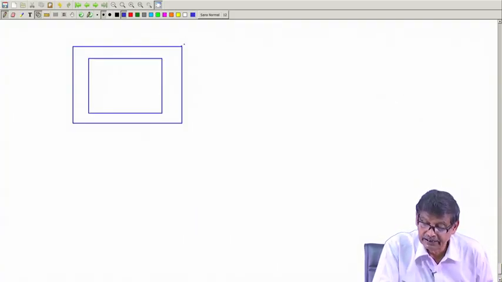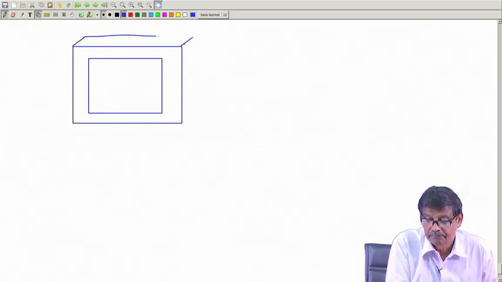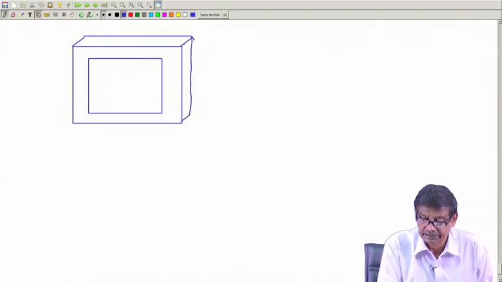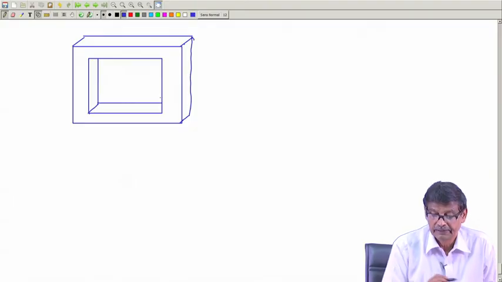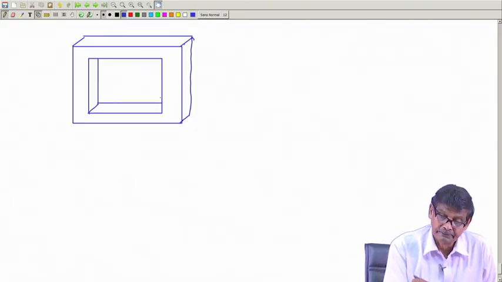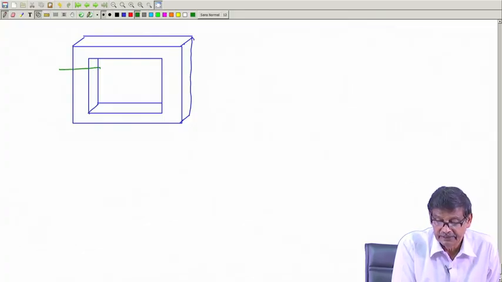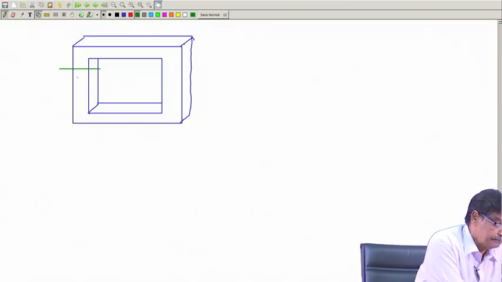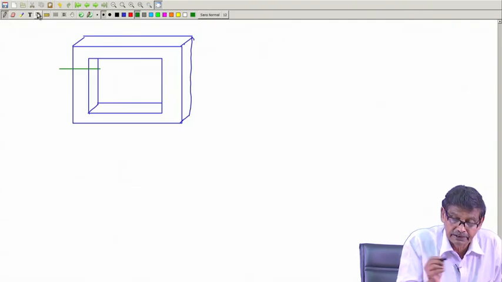Okay, and this material has a depth in 3 dimensions, which I am trying to draw. This is the core material, and there will be coils here. It goes like this, I am so sorry. Anyway, I will take this one out.